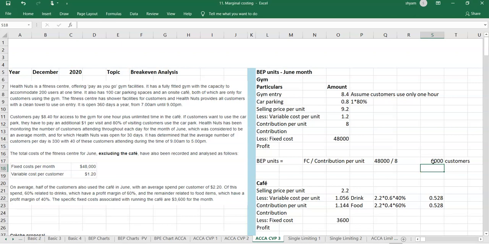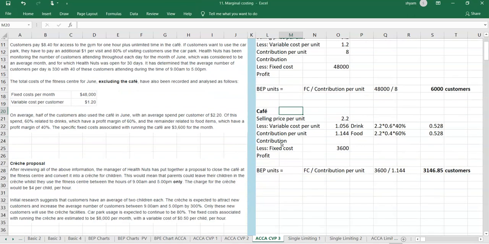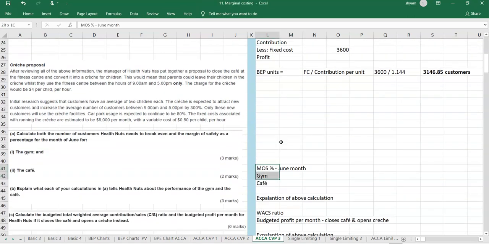Okay, so we have 6,000 customers we need to break even, and for cafe we need 3,146 customers to break even. Okay, so we got that. And let's get to the second part of the question. The second part of the question is the MOS in percentage. Okay, so MOS in percentage he wants.